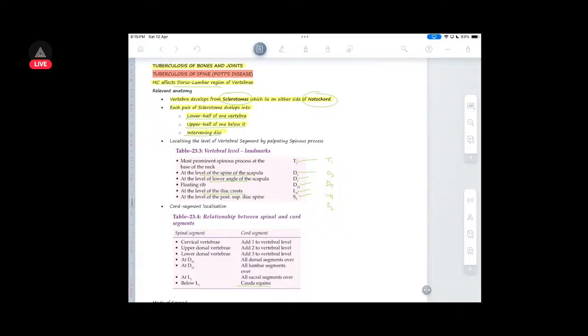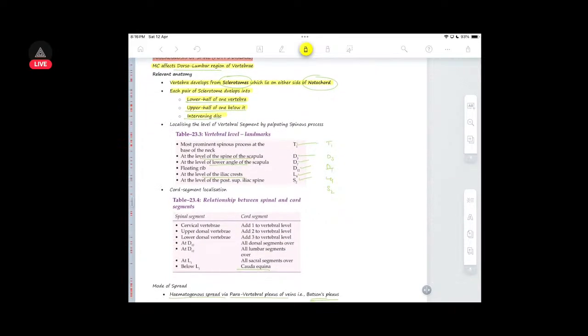So what we have here is tuberculosis of spine, which is Pott's disease. It is dorsal lumbar region of vertebra. Anatomically, the vertebra develops from sclerotomes, which are lying either side of the notochord. So each pair of sclerotomes develop into upper half of one vertebra and lower half of the vertebra above it, and one intervening disc.